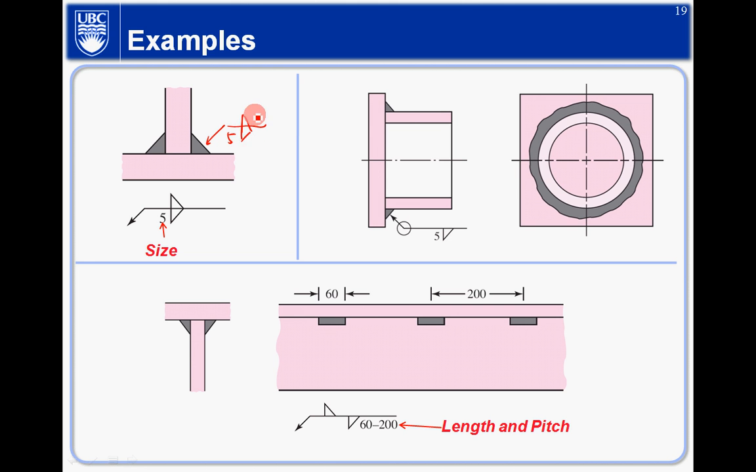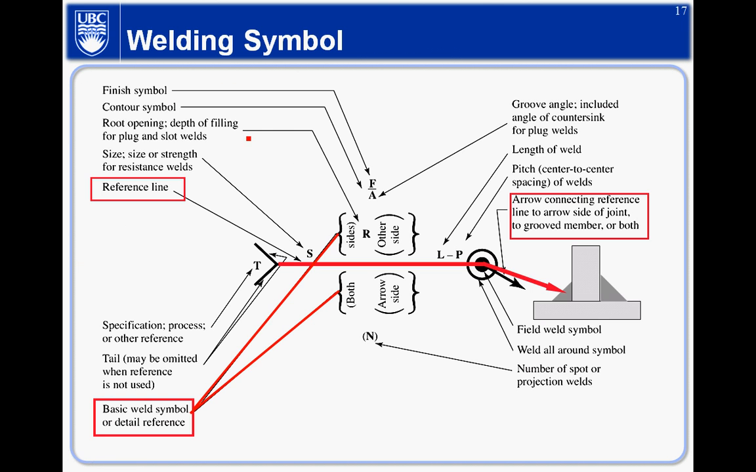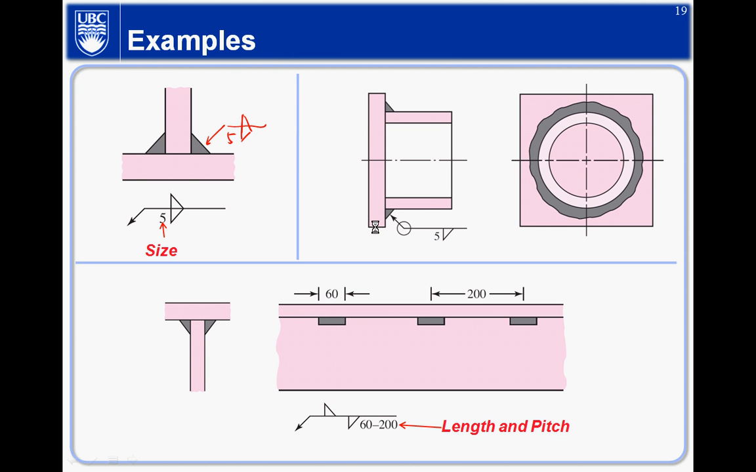As you see, there is a bottom triangle here, right? Bottom triangle refers to which side? It refers to the arrow side. If you look at the information at the bottom of the reference line, it refers to the arrow side, and the top one is the other side. In this particular case, we actually have welds on both sides, so that's why you see one triangle on the top and one triangle at the bottom.